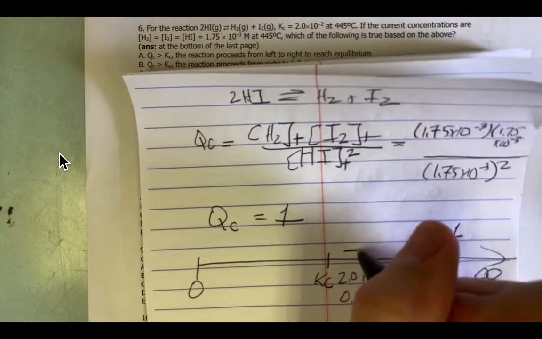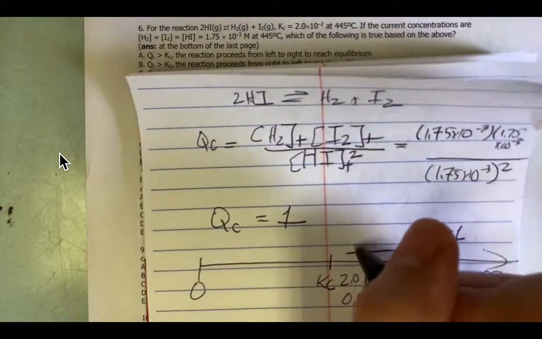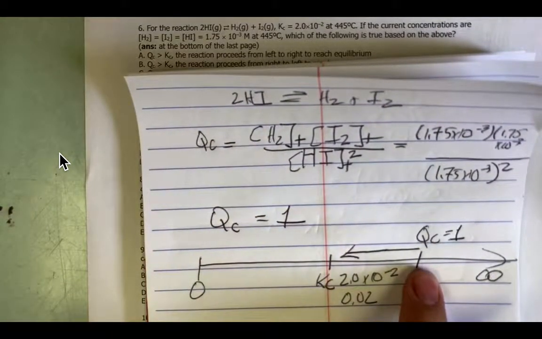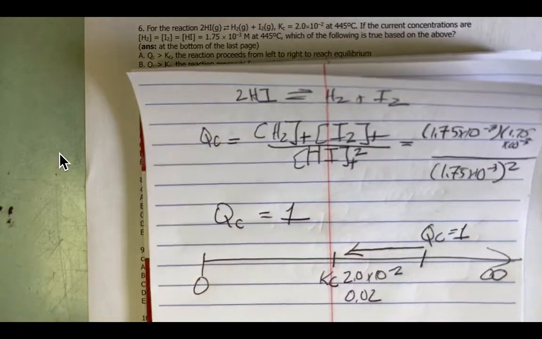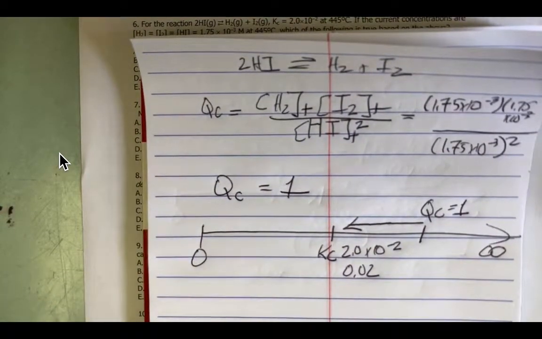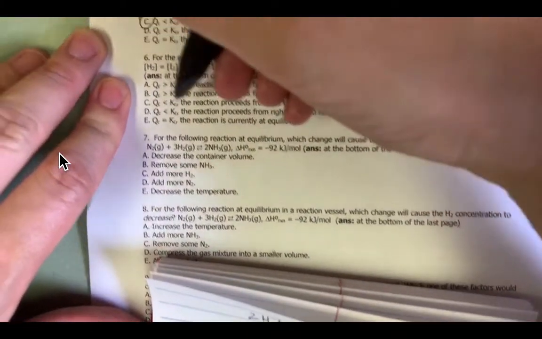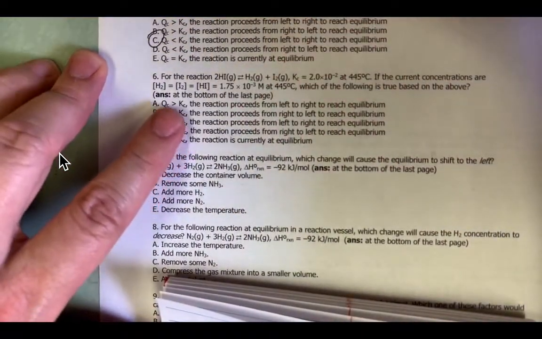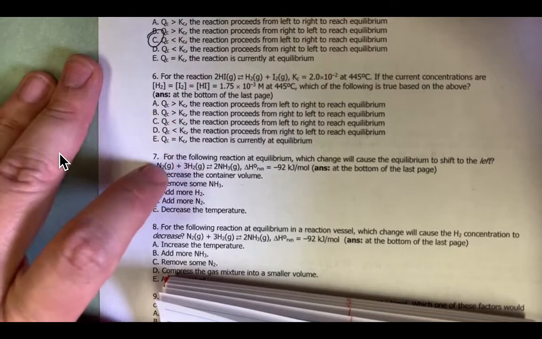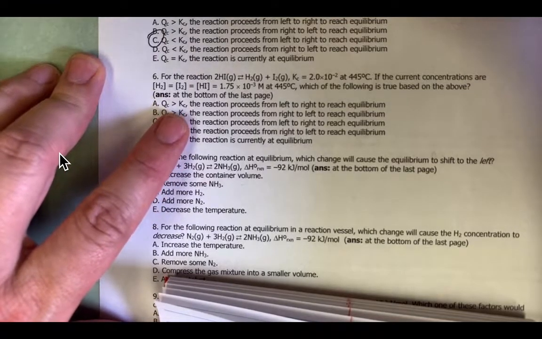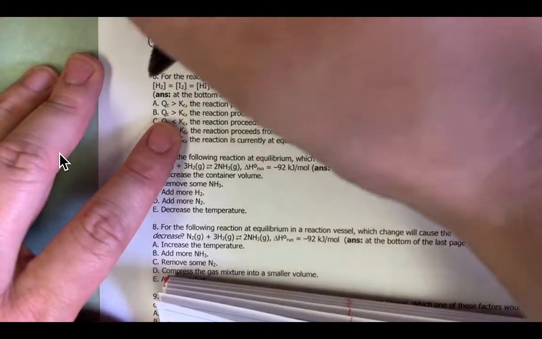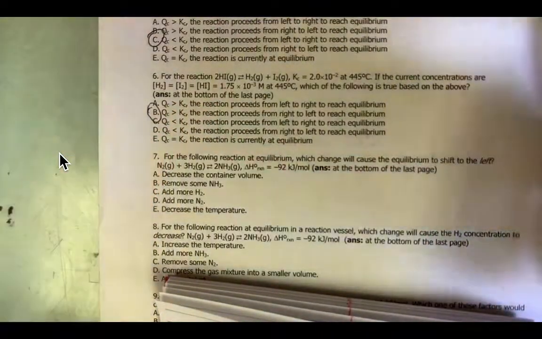So the reaction now is going to have to shift to the left. So from QC, concentration is going to have to shift to the left. So we're going to use up product and reform reactant in order to get to equilibrium. Okay, so QC is larger than KC, so it's either A or B. The reaction will proceed from the right to the left, so B would be the correct answer there.